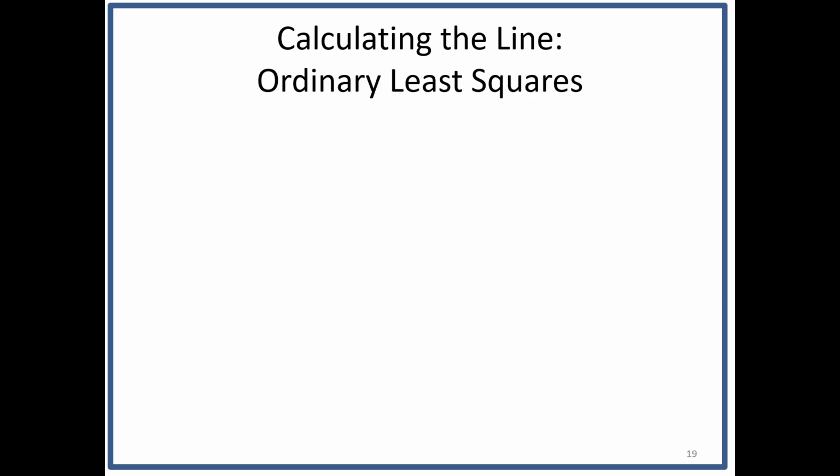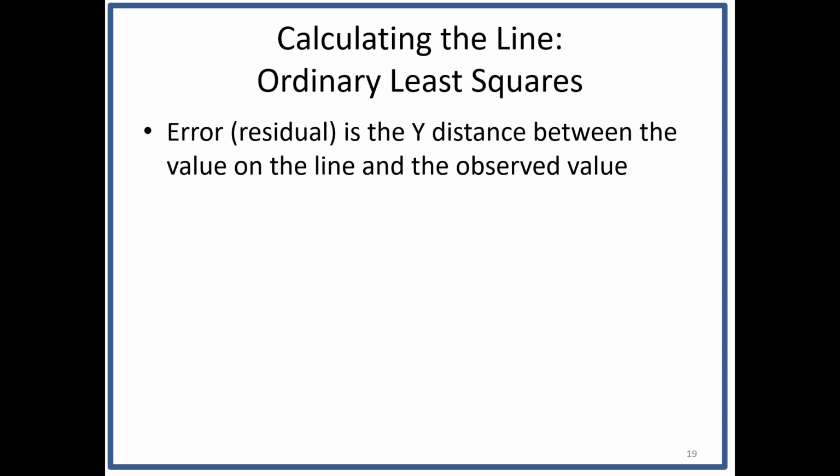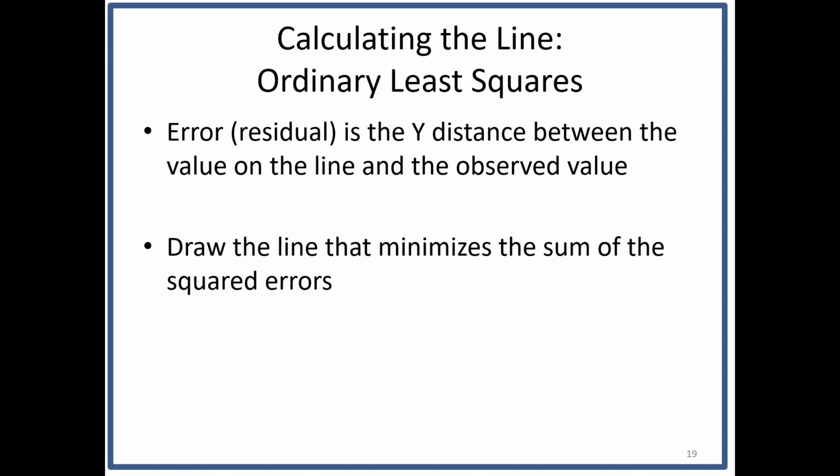The error, or the residual, is the y distance between the value of the line and the observed value. We can draw the line that minimizes the sum of the squared errors. So again, the error is the y distance between the value on the line, or the predicted value, and the observed value. And we want the line that minimizes the sum of the errors that are squared, or summing the squared errors.